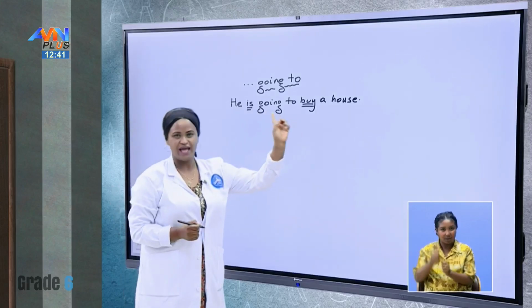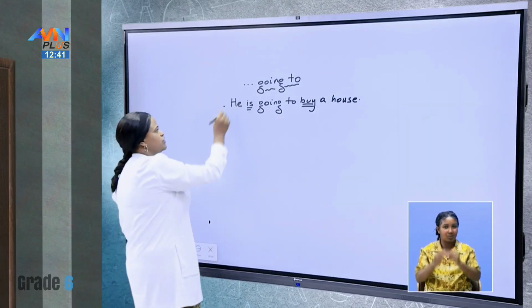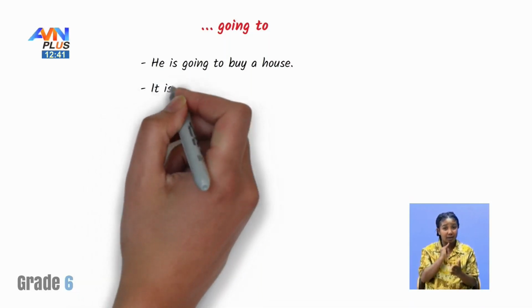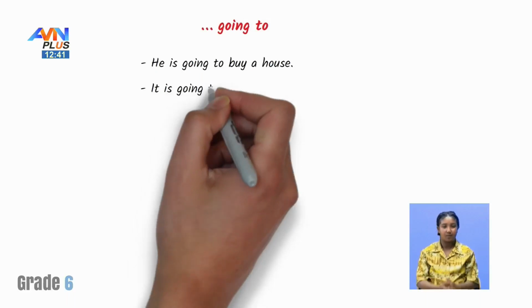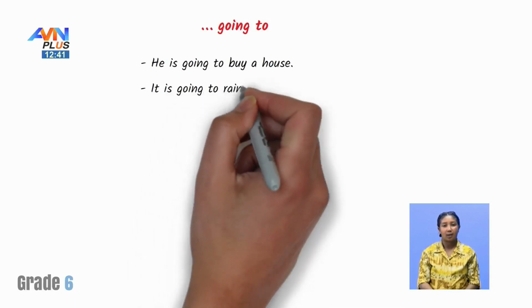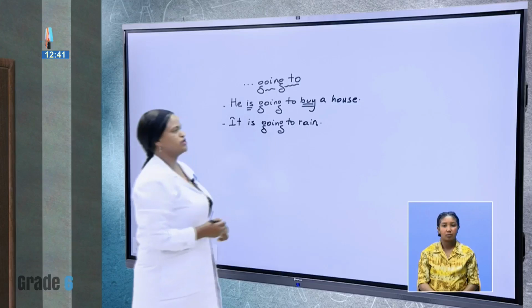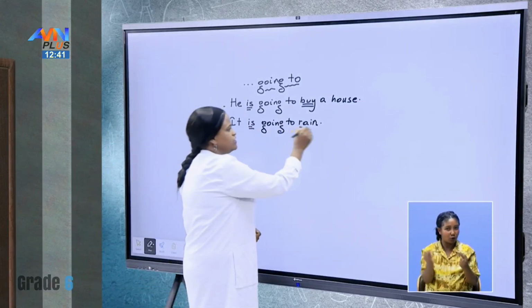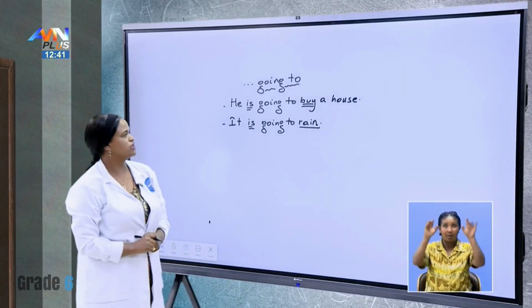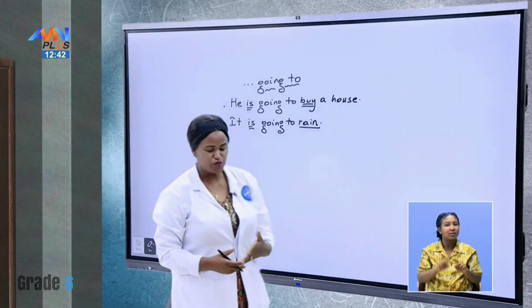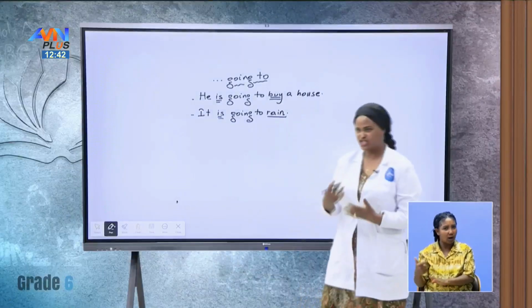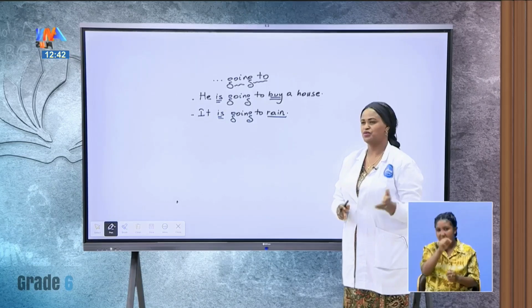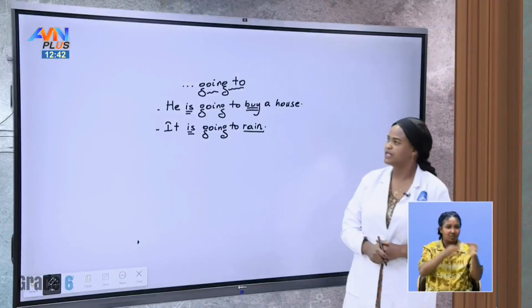He is going to buy a house. Let me give you more. It is going to rain. Yeah? It is, then going to, then verb 1, rain. It is going to rain. What is the difference from the previous ones when we use will and shall? Can you guess? Please tell your guess to the people around you, maybe your parents or your mentor. Yeah? What is the difference?